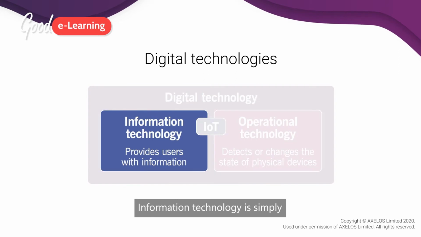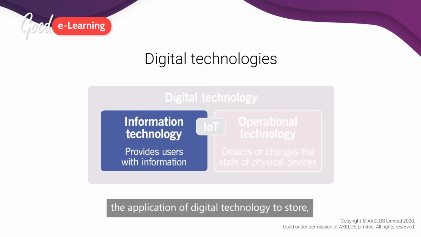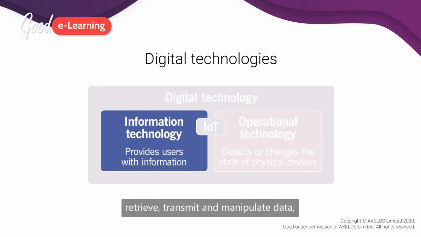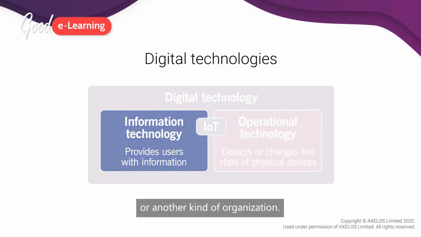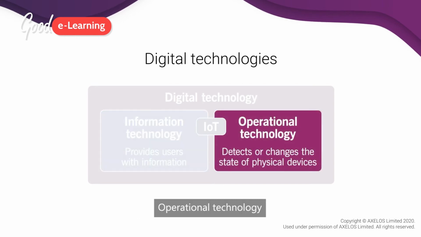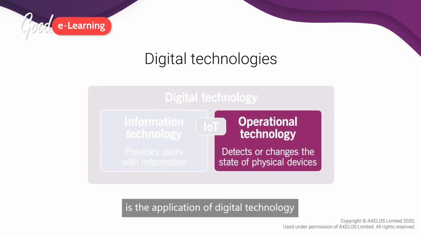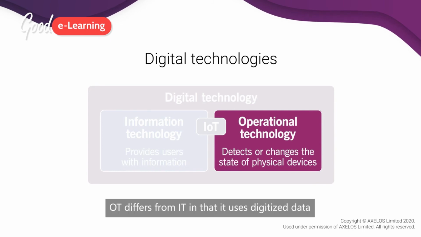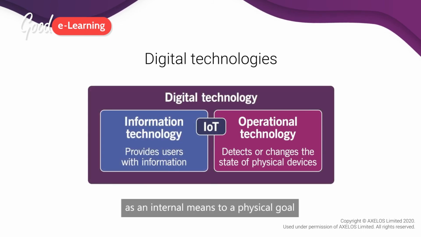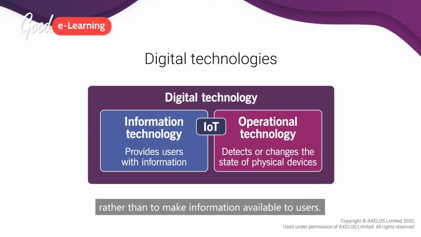Information technology is simply the application of digital technology to store, retrieve, transmit, and manipulate data, often in the context of a business or another kind of organization. Operational technology is the application of digital technology for detecting or causing changes in physical devices through monitoring or control. OT differs from IT in that it uses digitized data as an internal means to a physical goal, rather than to make information available to users.